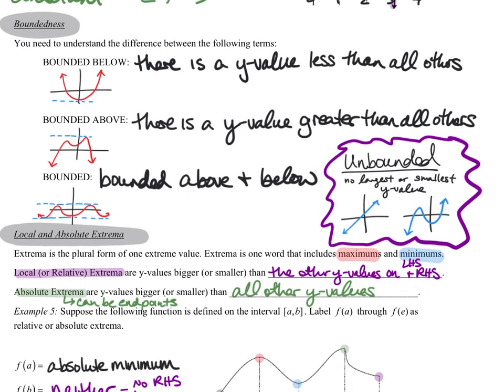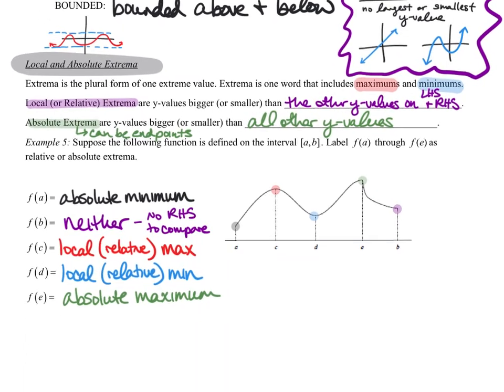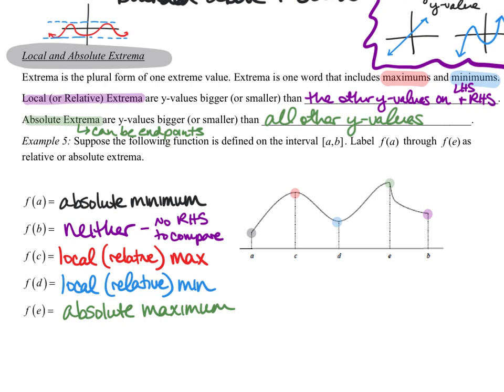And then the last piece of vocabulary we're going over today is about absolute and local extrema, which is the fancy way of talking about maximums and minimums. Now there's different types of maximum and minimums. They make up your extrema or extreme values. Okay, a local or relative extrema are the y values bigger or smaller than the other y values on the left-hand side and the right-hand side, which is essentially saying it can't end at a local relative extrema. But if it has an actual hill or valley happening, you can call that a local relative extrema.